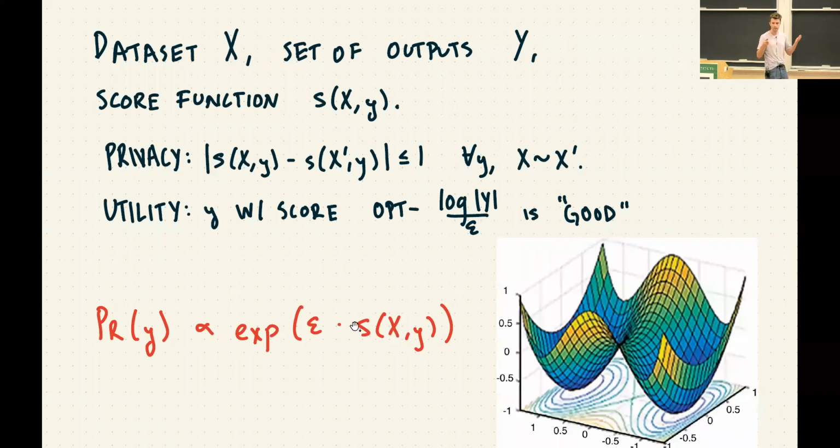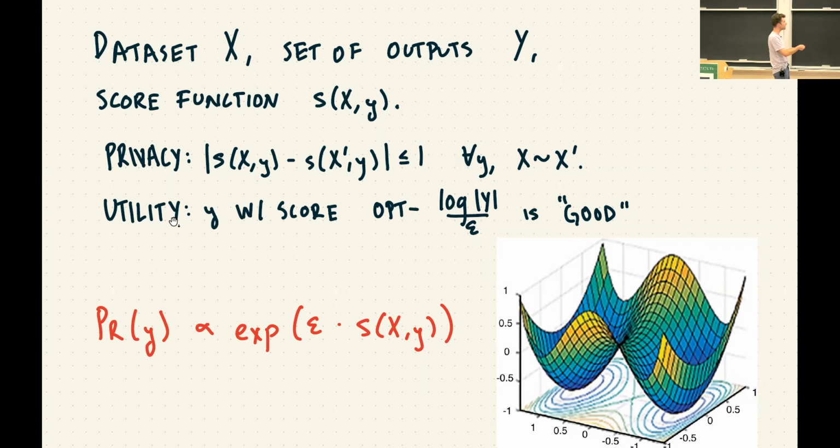I'm going a little quickly because I think people know this. And to establish the important properties of this mechanism, what do you need? Well, you'd like it to be private. And for privacy, you can phrase privacy as a property of the score function. It's a simple bounded differences property of the score function: if you have two neighboring data sets and any particular output, the score only changes by 1.